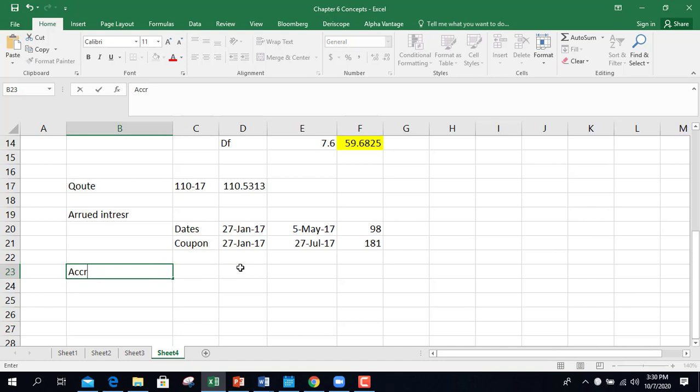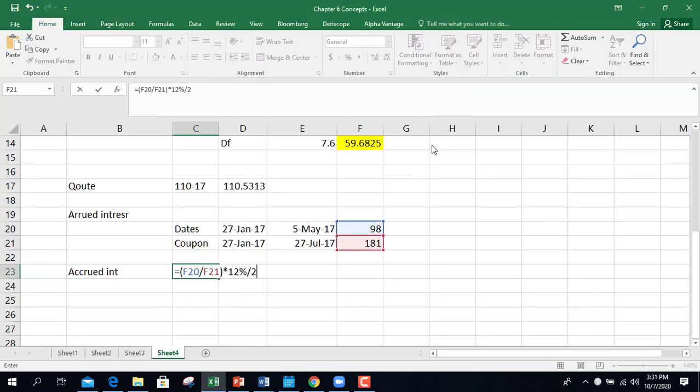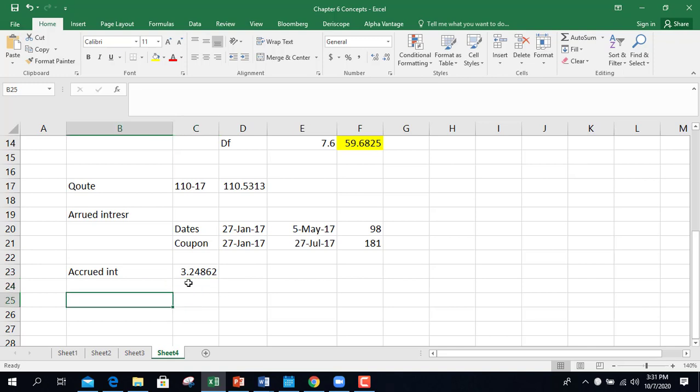Accrued interest is always interest on the given period, given dates, divided by interest in the total date. So it will be 98 days divided by 181 into what is the interest rate of the bond? Interest rate of the bond is 12% divided by 2 because it's a semi-annual bond, multiplied by 100. So accrued interest is 3.2486.